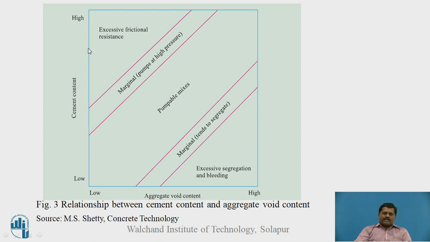If you go for very high cement content in the mix with a low aggregate void ratio, probably you will get excessive frictional resistance. If you go for low cement content and very high aggregate void ratio, you will get excessive segregation and bleeding nature of concrete. So we should keep moderate cement content and moderate aggregate void ratio so that we can get pumpable mixes. This figure we can use just for judgment. If you go in this region, the pump will work only marginally, at very high pressure. If you go in this region, there will be a nature of segregation.